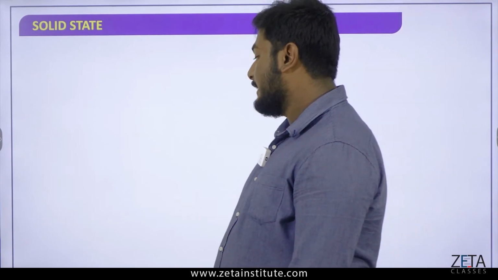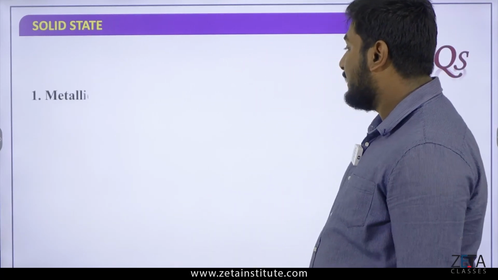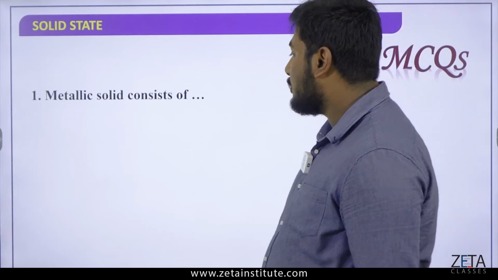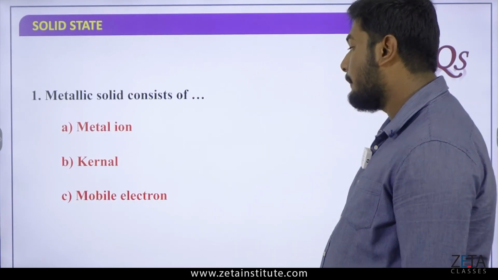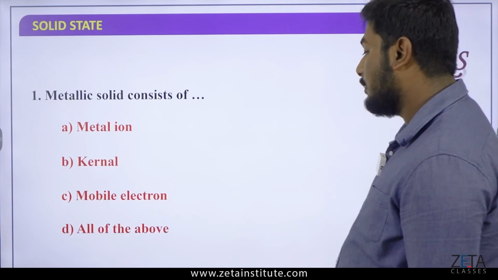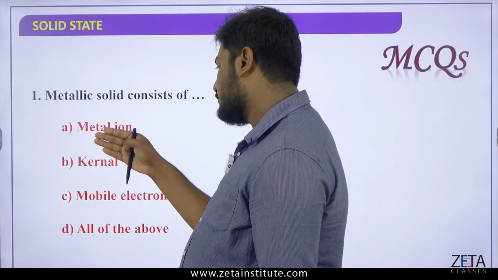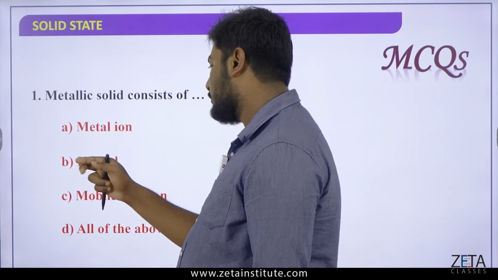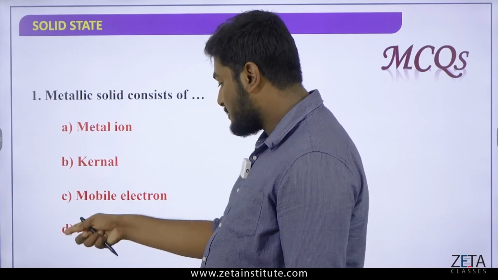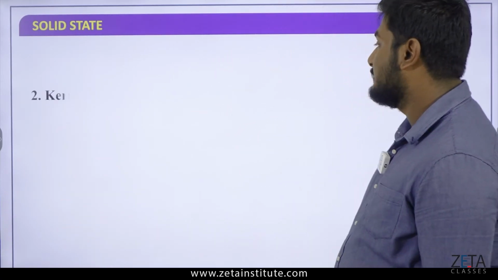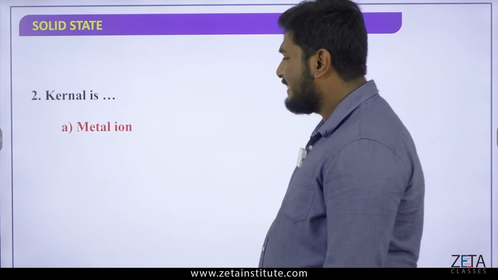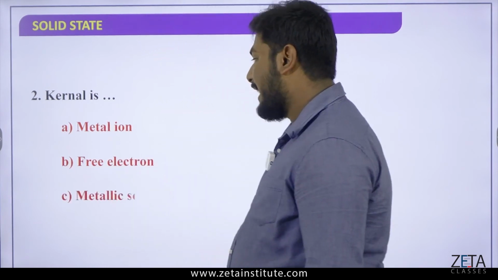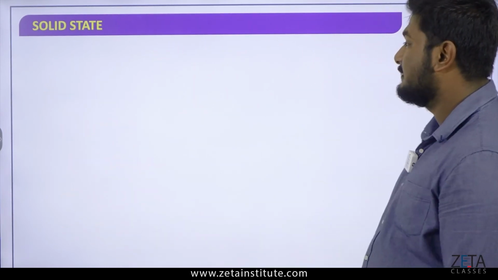Clear? Ready? So now we can check MCQ question here. Metallic solid consists of option A metal ion, option B kernel, option C mobile electron. Clear? And option D all of this. So it consists of this metal ion, which is also called kernel, right? So option D is the correct answer, all of this. And we have a second question, kernel is. Kernel is metal ion, right? Kernel is metal ion. Option A is correct answer.